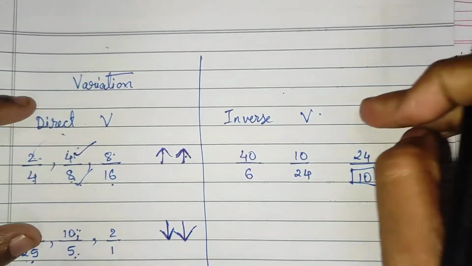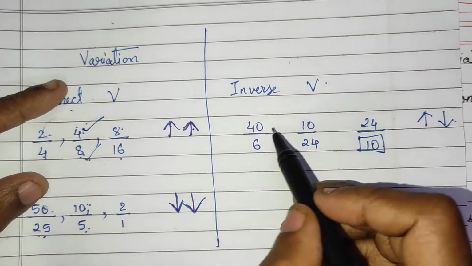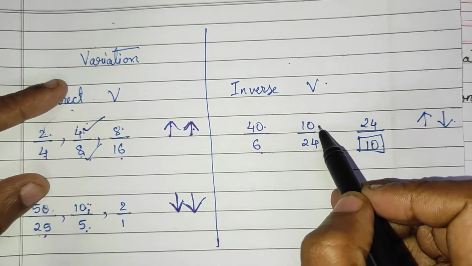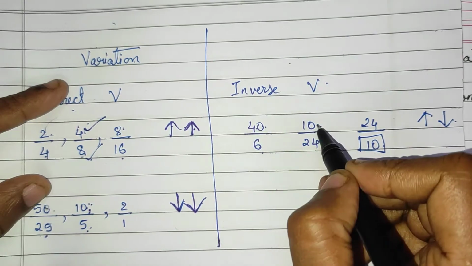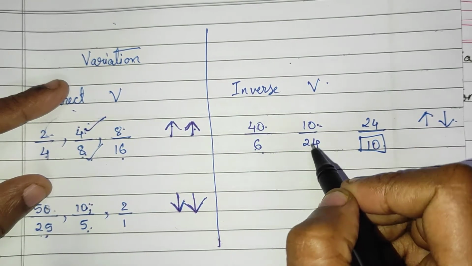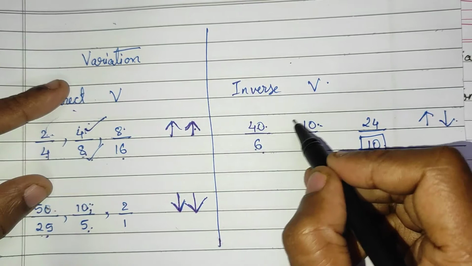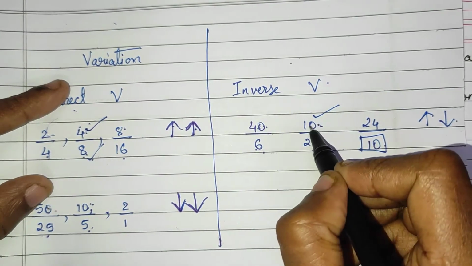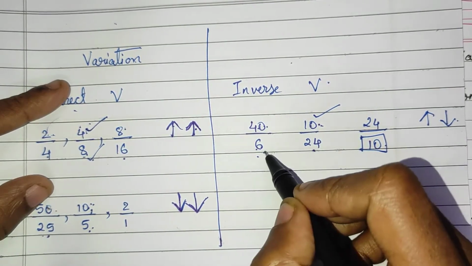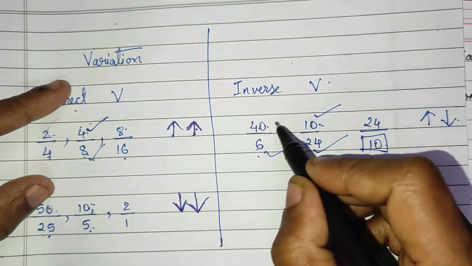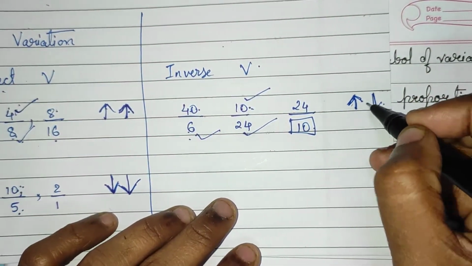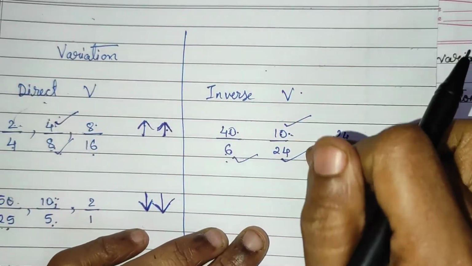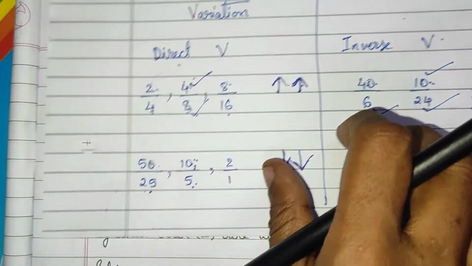But in inverse variation, it is contrary. See, this is 40 and this is 6. It becomes 6. See, 4 10s are 40, 4 6s are 24. In inverse variation, if one is reducing, यहाँ पे कम हो गया, but here it got increased. So inverse variation में एक बढ़ता है तो दूसरा कम होता है. This is said to be inverse variation.